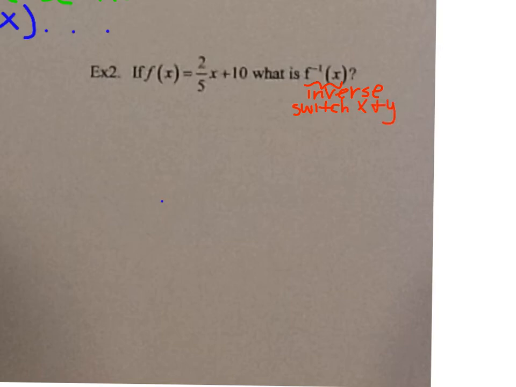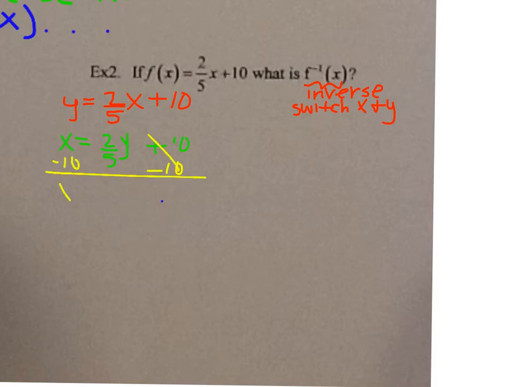All right, so I'm going to start off by rewriting the function as y equals instead of f of x equals. So y equals 2/5 x plus 10. Next, I'm going to switch x and y. That's the inverse. X equals 2/5 y plus 10. Sorry, I forgot to change the x to y. Now I'm going to solve for y. So minus 10 from both sides.